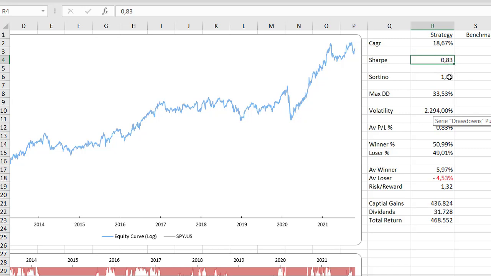The Sortino ratio is something I'm actually looking more at, and that is the CAGR divided by only the downside volatility, meaning that we actually like the upside volatility. That's some of what gives us our performance. So in the Sortino, you're only dividing by the downside volatility. It's a bit technical, so don't focus too much on this.